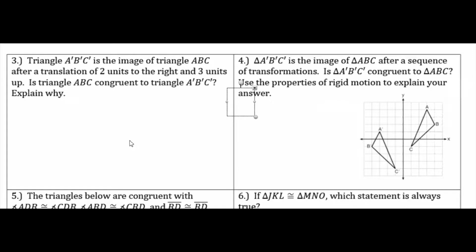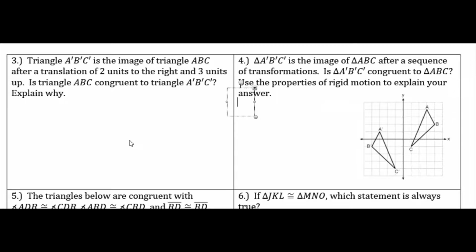Okay, number 4. Triangle A prime, B prime, C prime is the image of triangle ABC after a sequence of transformations. It's asking if the triangles are congruent, and then we have to use the properties of rigid motions to explain our answer. First, let's see what transformations we see. Okay, I see it as a translation sliding down 3 and then a reflection over the y-axis.